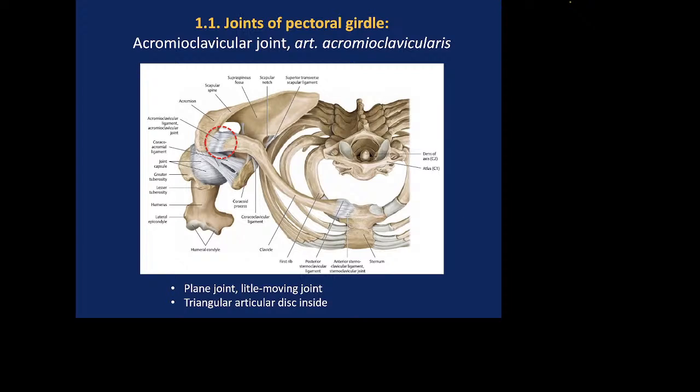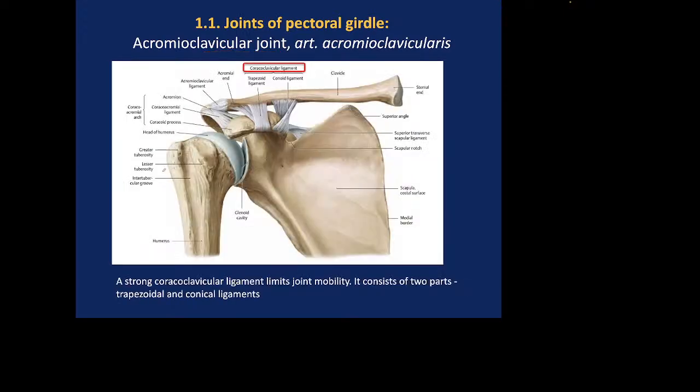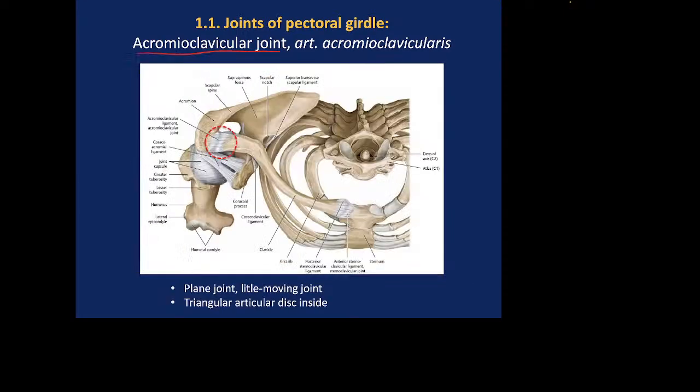The first joint of the pectoral girdle is the acromioclavicular joint. It is located here, and each clavicle forms one joint with the scapula, between the clavicle and the acromion part of the scapula. The acromioclavicular joint has a triangular intra-articular disc inside.